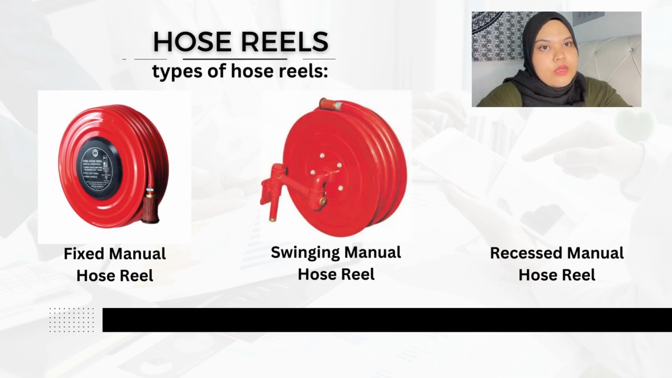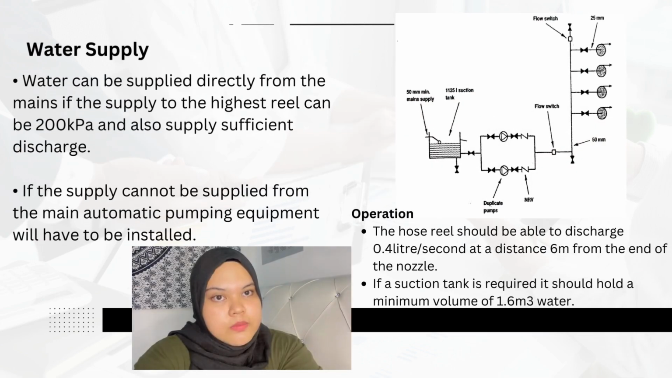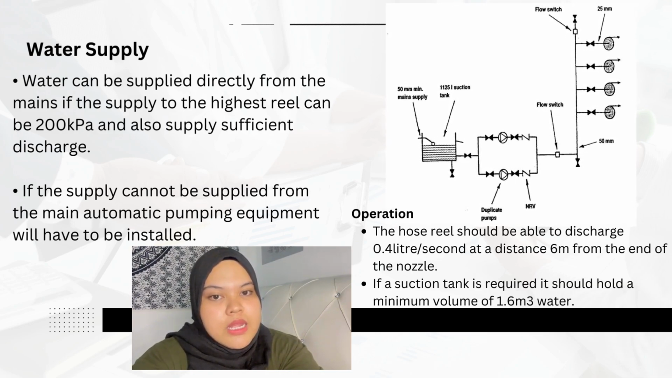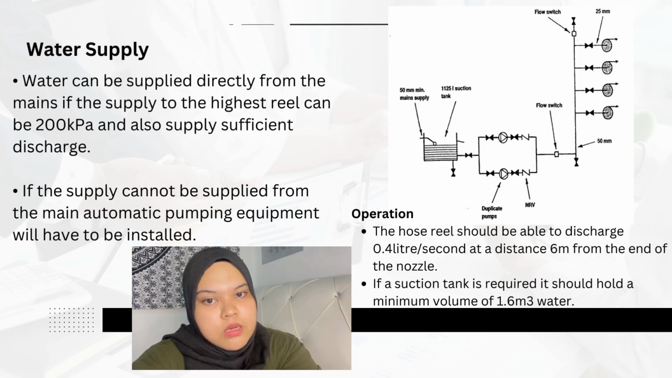Next is hose reels. There are three types of hose reel. First is fixed manual, second is swinging manual, and third is recessed manual hose reels. For the water supply, water can be supplied directly from the mains if the supply to the highest reel can be 2000 kPa and also supply sufficient discharge. If the supply cannot be provided from the mains, automatic pumping equipment will have to be installed.